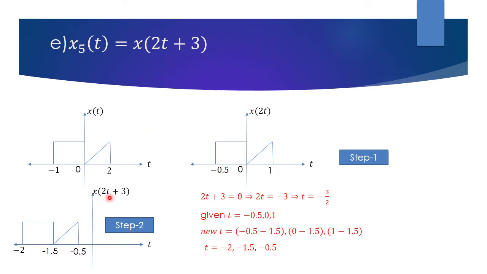Then you have to calculate 2t plus 3. So 2t plus 3 is equal to 0. From this we have to calculate t. t is equal to minus 3 by 2, which is minus 1.5. Now the new t values are minus 0.5 minus 1.5, then the second limit 0 minus 1.5, then 1 minus 1.5. So that is equal to t is equal to minus 2, minus 1.5, minus 0.5. So this is your resultant graph.